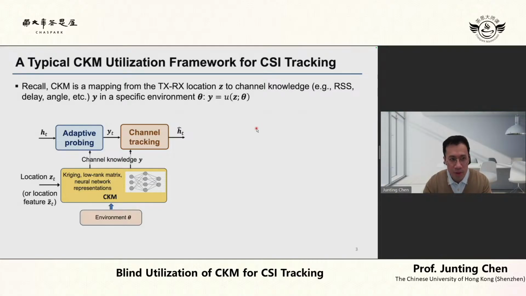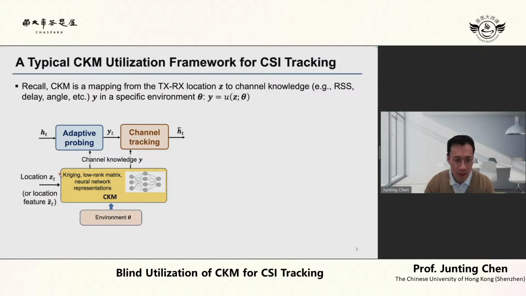Now, to recap the basic concept, CKM, as we have mentioned in the previous lectures, is a mapping from the transmit-receive location to the channel knowledge, where the knowledge can include signal strength, delay, angle, etc. And this knowledge is, of course, environment dependent.